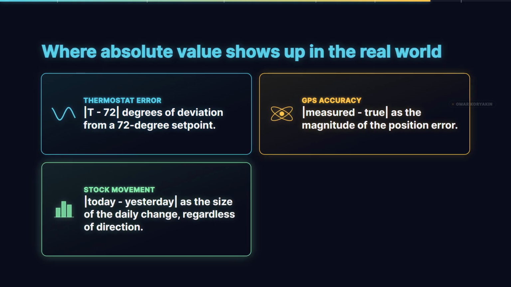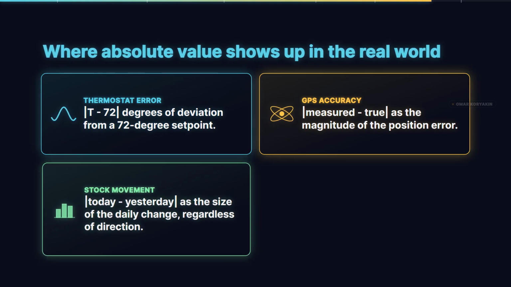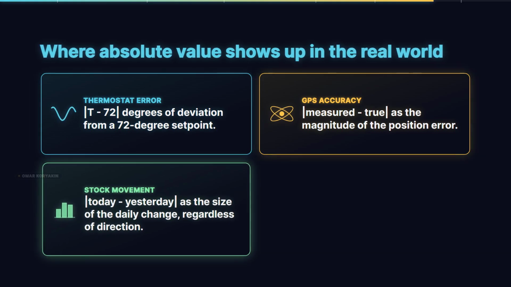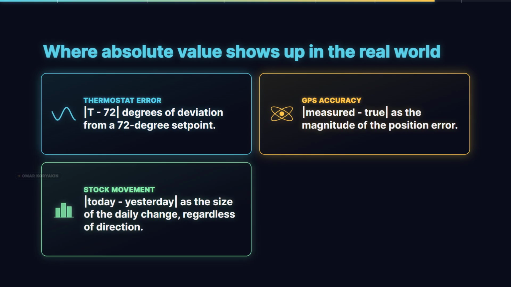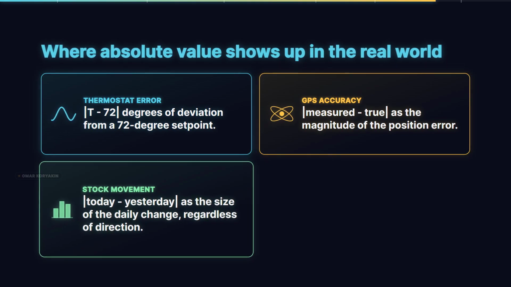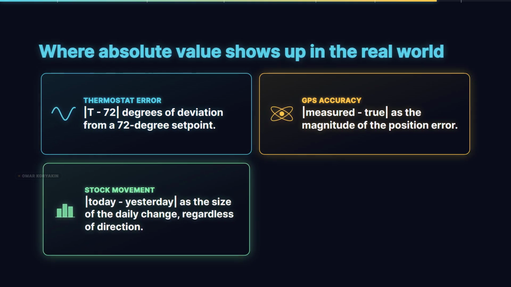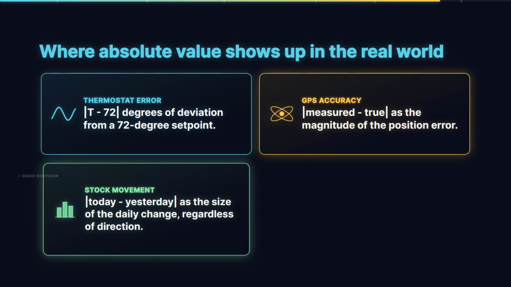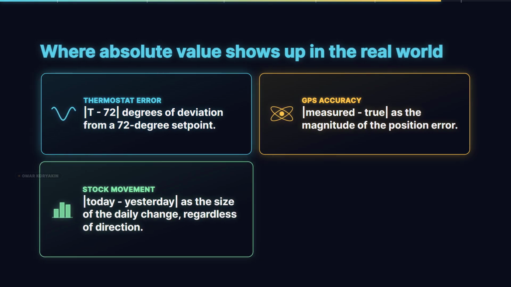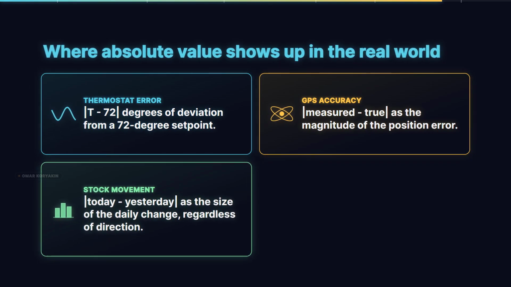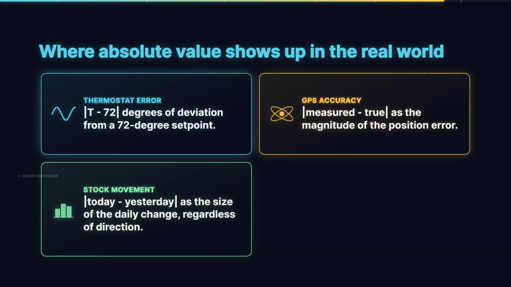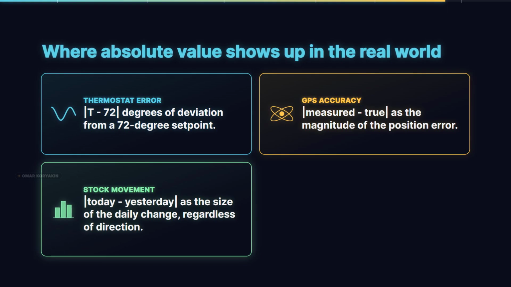On a stock chart, the daily move is often reported as an absolute change. If a stock closed at $100 yesterday and $104 today, the move is the absolute value of 104 minus 100, which equals $4. If the stock instead closed at $96 today, the move is the absolute value of 96 minus 100, which is also $4. The absolute value lets traders compare the size of the move regardless of whether the price went up or down.